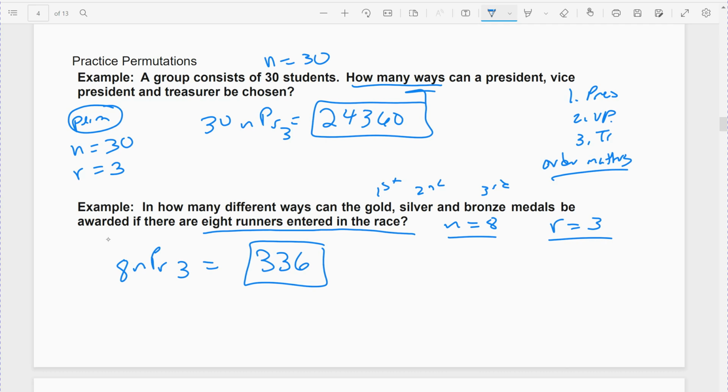Again, if we're just doing this randomly, suppose they all run in very similar times. Well, what's the randomness if it was randomly done? Well, there are 336 different ways to do that.